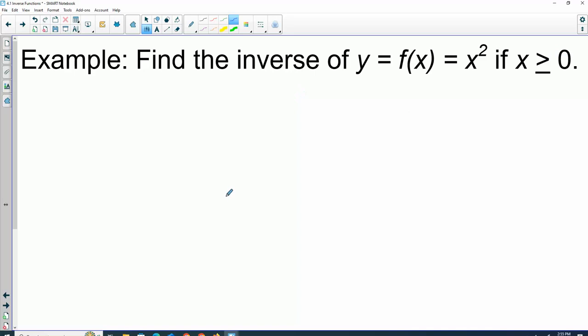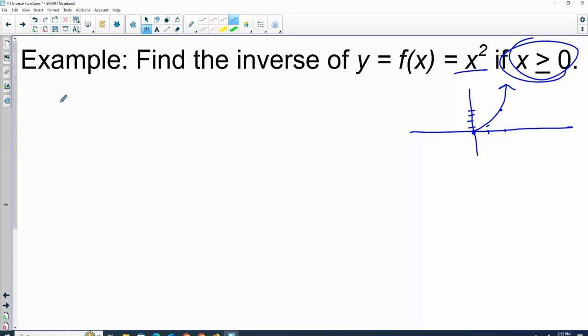However, last example of the day. We already said x squared was not 1 to 1, but I added the stipulation here: x is greater than or equal to 0. If I only plug in positives, 0 squared is 0, 1 squared is 1, 2 squared is 4. If I only look at positive x values, is this 1 to 1? Yes. So because I added this stipulation, we can do it.